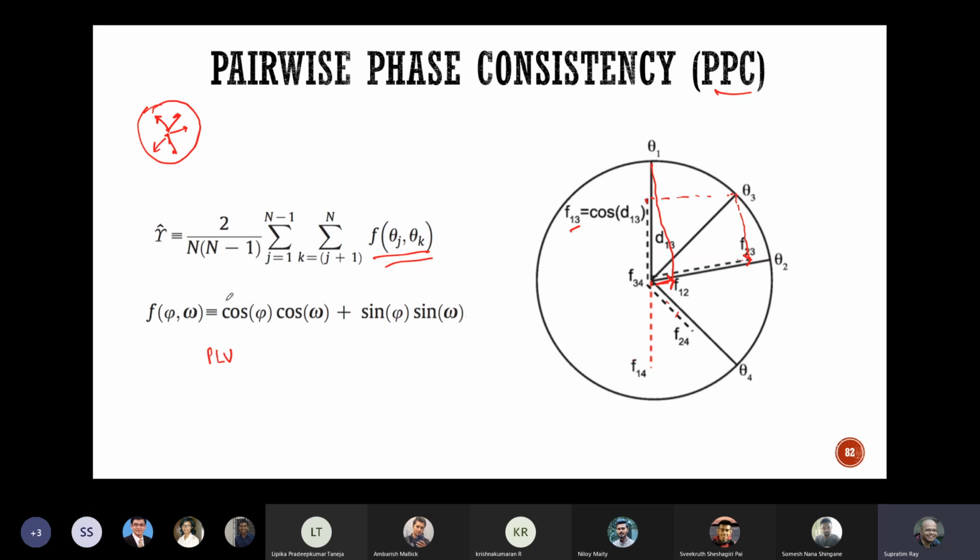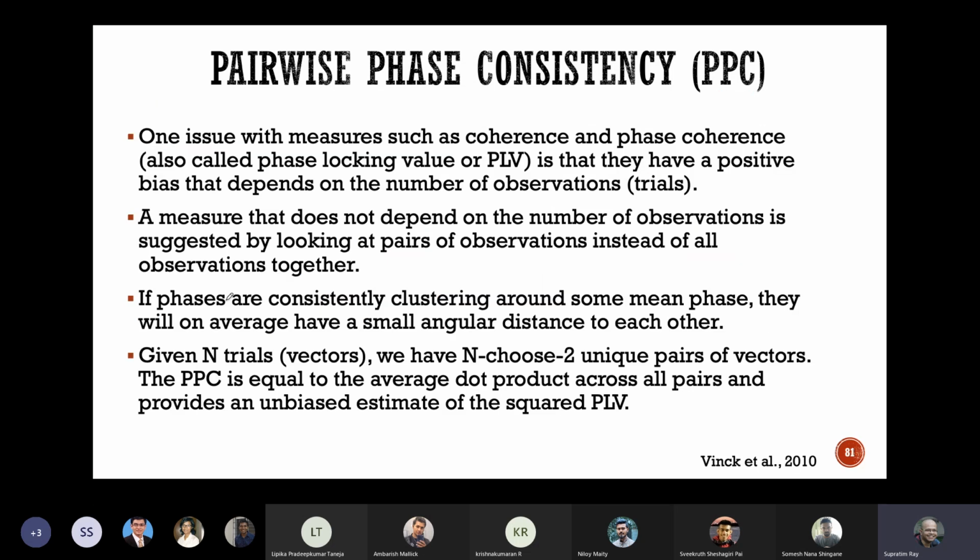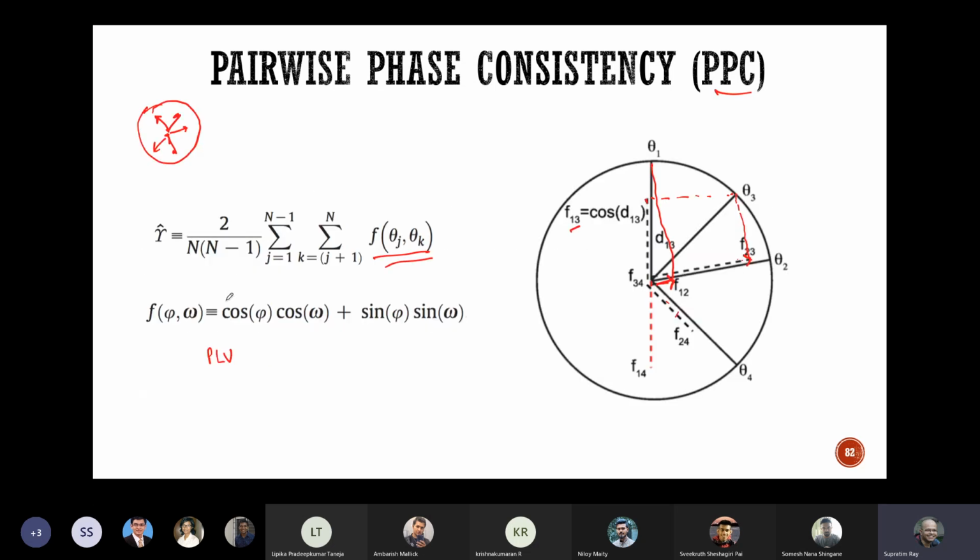Phase locking value is the same as phase coherence. If you had got a million of these, what do you expect the PLV to be if they are completely random? Yeah, it's going to be 0, right?